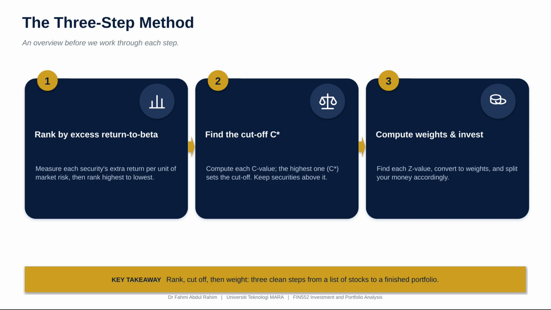Step 3. Compute weights and invest. For each surviving security, we compute a Z value, convert those Z values into weights that add up to 100%, and split our money accordingly. The takeaway captures the rhythm: rank, cut off, then weight, 3 steps that take you from a raw list of stocks to a finished optimal portfolio. Let us now work through each step in detail, starting with step 1.